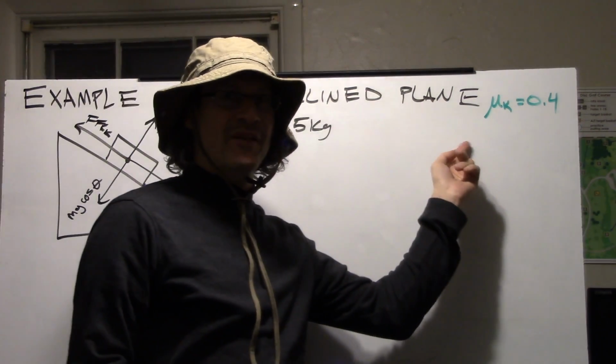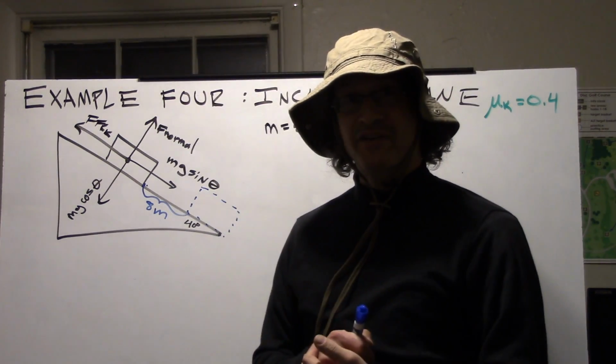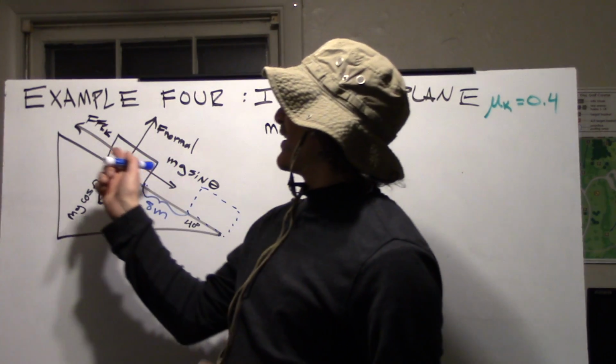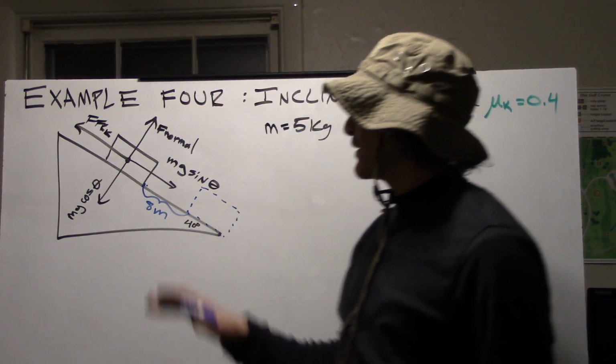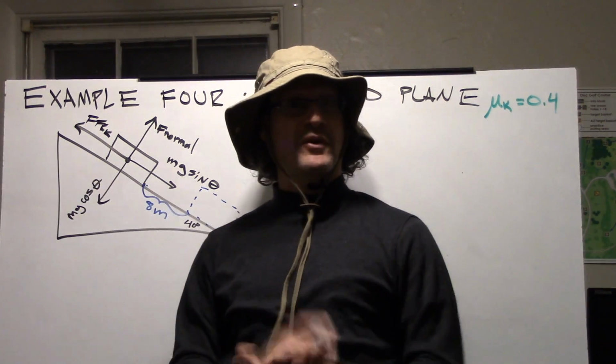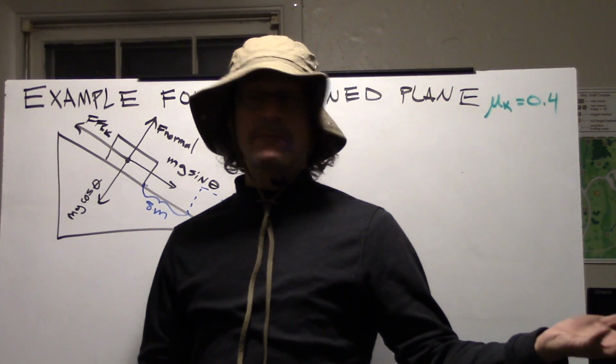Inclined plane, Muse point 4, kinetic. Remember this guy? You like him? Here's the deal. This time we put our 5 kilogram crate on an incline. Since we used 40 degrees before, we'll use it this time as well. The incline is 40 degrees.